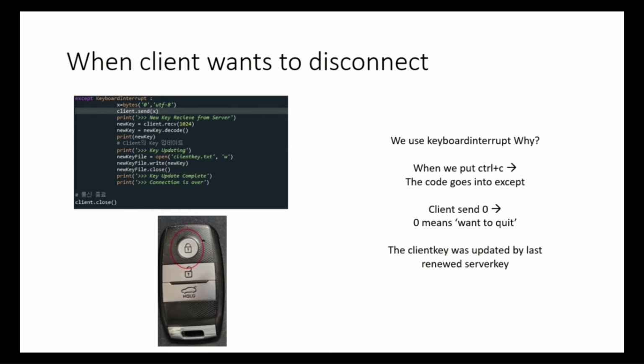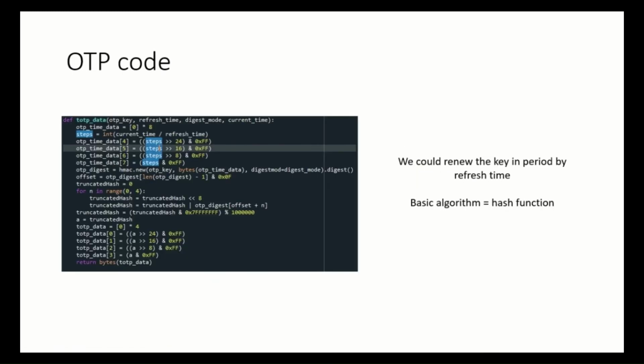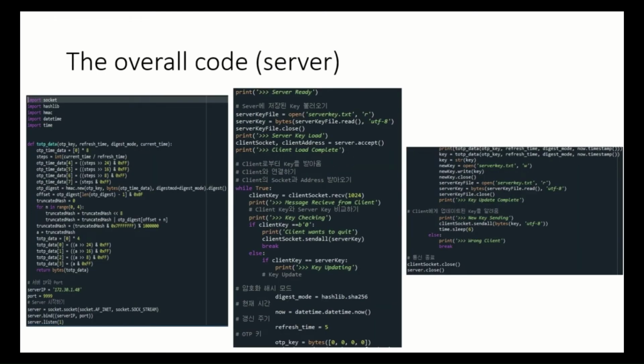The client key was updated by the last renewed server key. This is the OTP code that produced the new server key. We can renew the key periodically by the refresh time. Before, we set the refresh time to 5, which means the OTP code was valid for 5 seconds. The basic algorithm is the hash function. We can set these hash functions too.